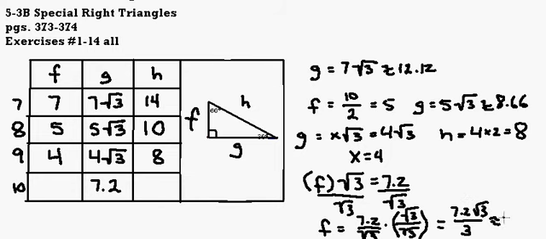And when I go for the decimal approximation, I would simply go 7.2 times the square root of 3 and divide that answer by 3. I wind up getting approximately 4.16. So this is going to be 7.2 square root of 3 over 3.